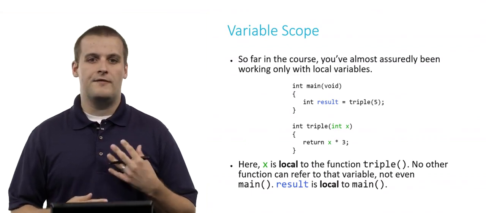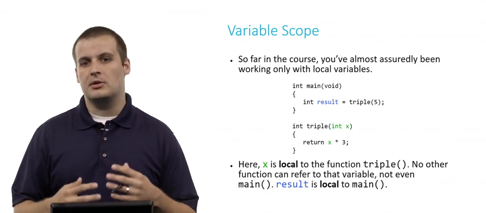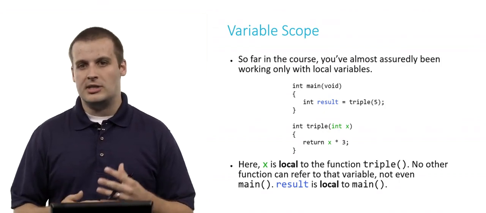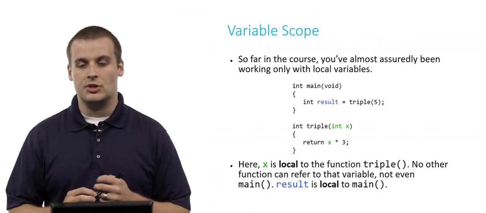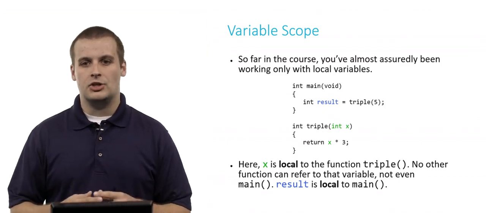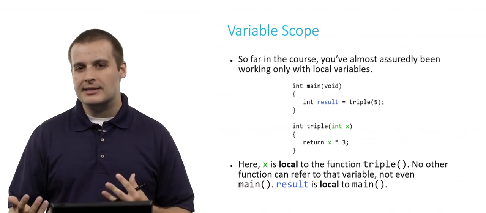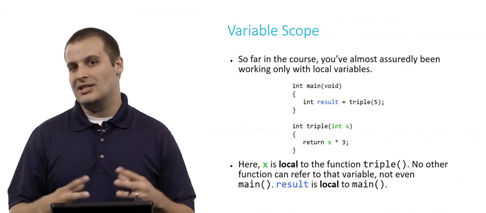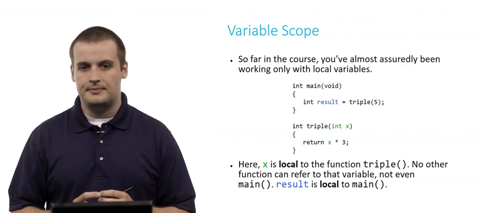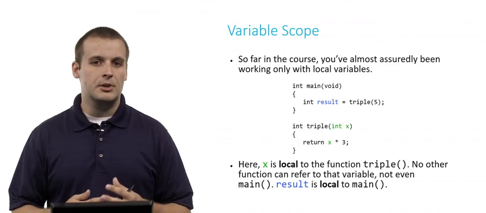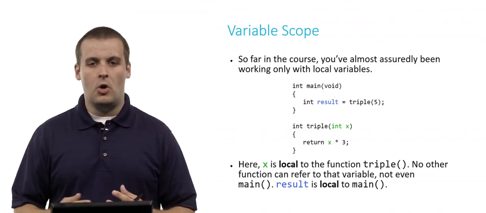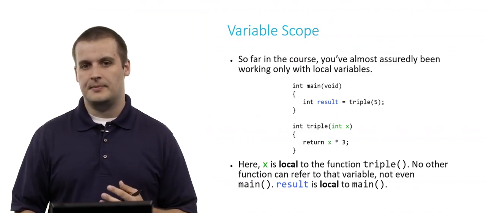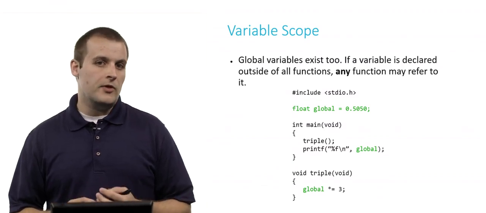Here's an example of a very, very simple main function and a very simple additional function that we've written. In this case, x, which I've colored green just to highlight the locality or the scope of that variable, is local to the function triple. Main cannot refer to x at all. It doesn't know what it is. No other function, in fact, if we had additional functions in here, could refer to x. Similarly, result, which I've colored blue, is local only to main. Only main knows what the variable result is. Triple cannot use it.